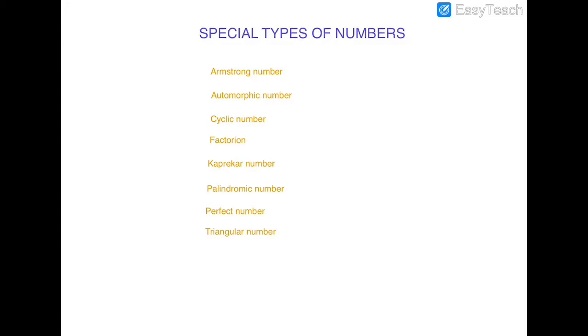Hello friends, today I am going to explain special types of numbers: Armstrong number, automorphic number, cyclic number, factorial, Capricorn number, palindromic number, perfect number and triangular number.